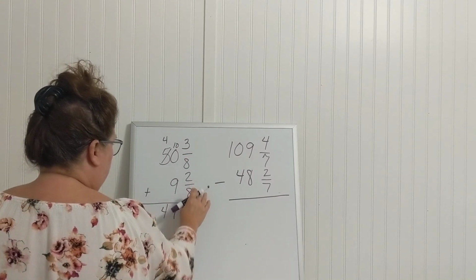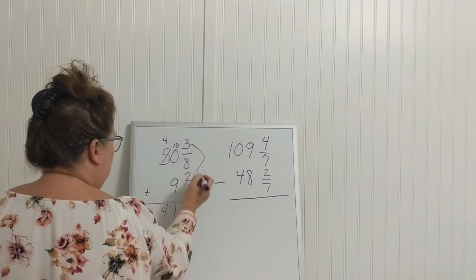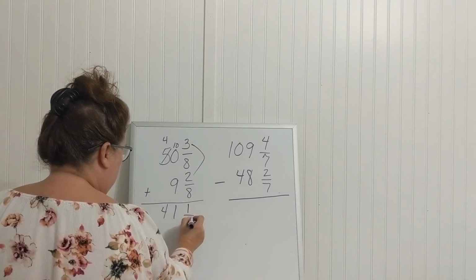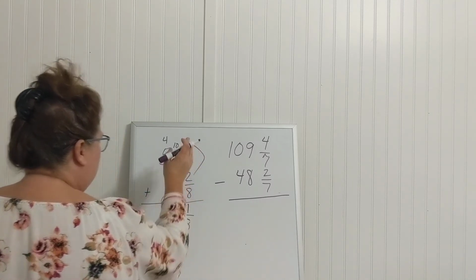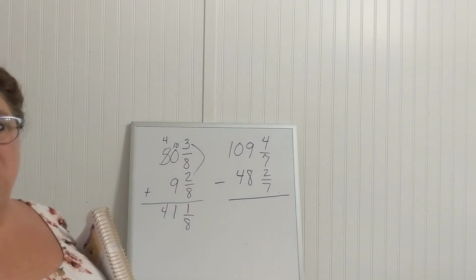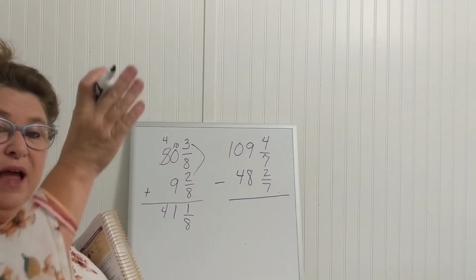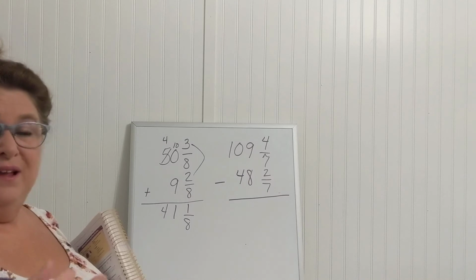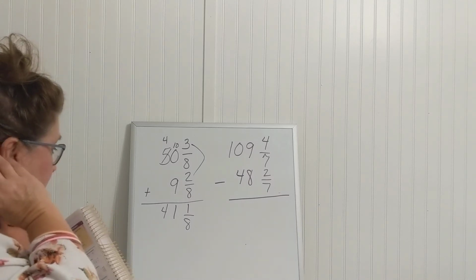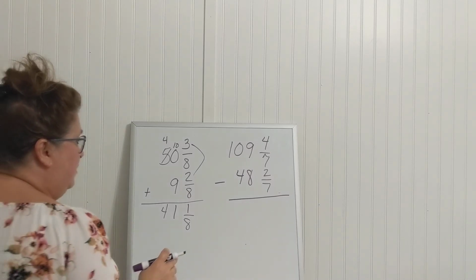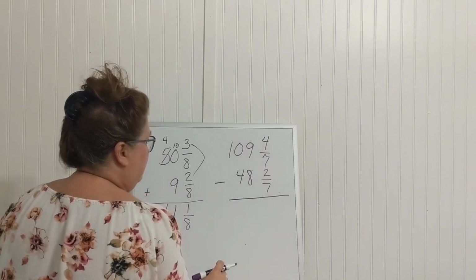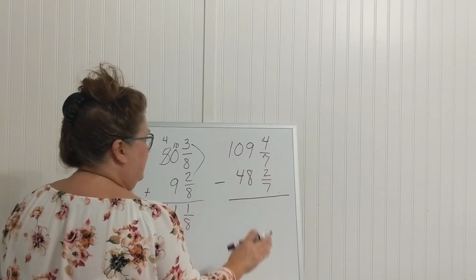We look over here. Our denominators are the same. We subtract our numerators. 3 minus 2 is 1. And our denominator stays the same. 41 1/8. It's that simple. Add or subtract the whole numbers first, and then do your fraction.